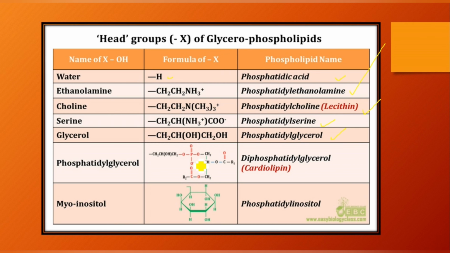Further, phosphatidyl glycerol structure we can see here. This is the phosphatidyl glycerol structure. It is a diphosphatidyl glycerol because a glycerol is present first, then a phosphate group and then a glycerol head group. So an example of this structure is cardiolipin. Then there is the myoinositol. This is an example of phosphatidyl inositol.